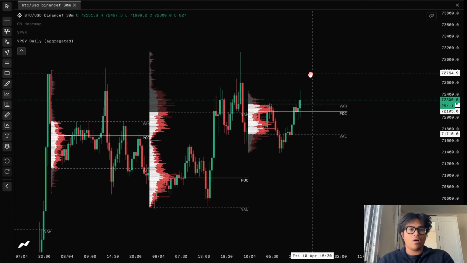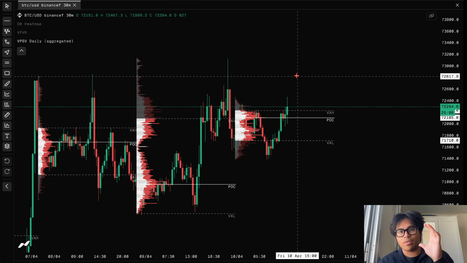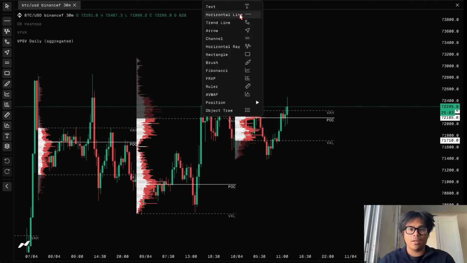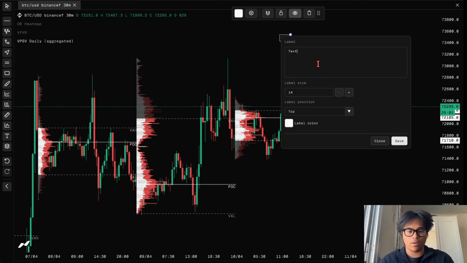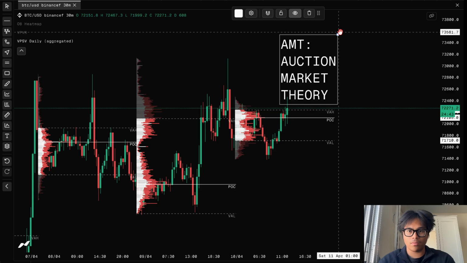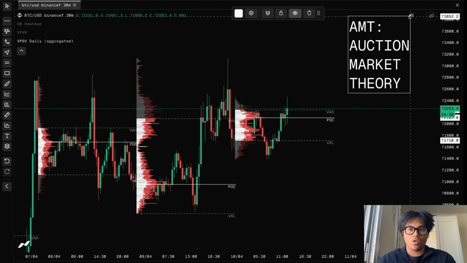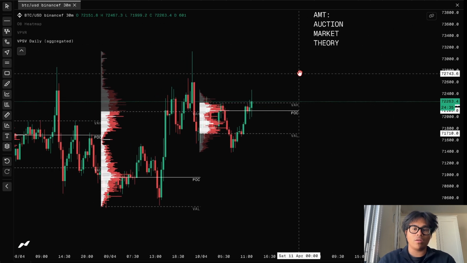So what is AMT? AMT stands for auction market theory. That's what it means. AMT, auction market theory. So what is the meaning of AMT?